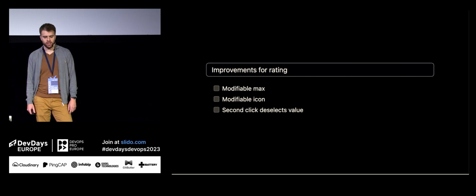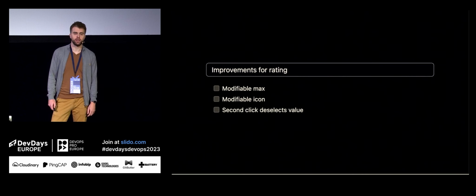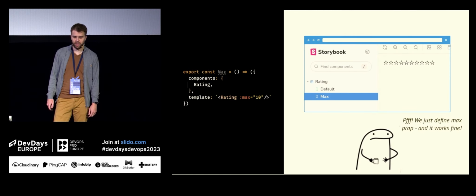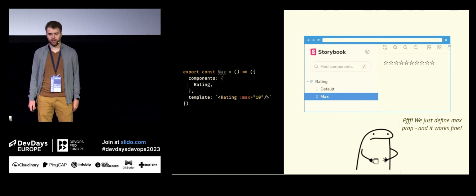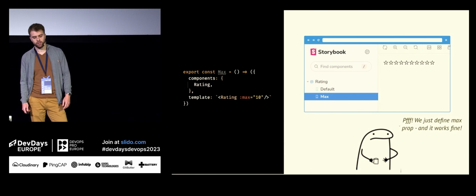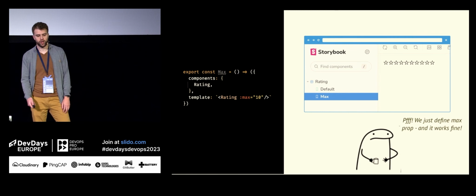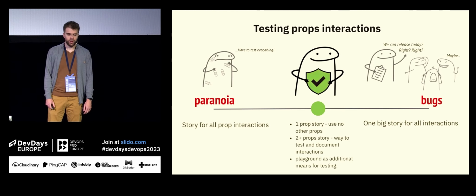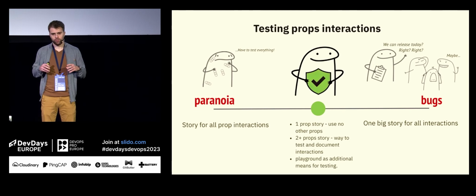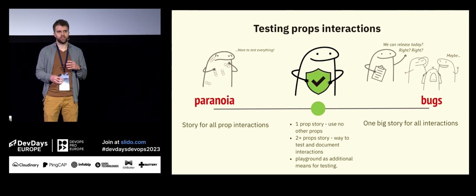Now we have a couple of improvements we have to implement as well. It's modifiable max, modifiable icon, and a second click should deselect the value for our rating. Start with max. So we will create a story. We are going to test it, and it works fine from the first try. Good luck. So, and I want to deep dive a bit on this case.